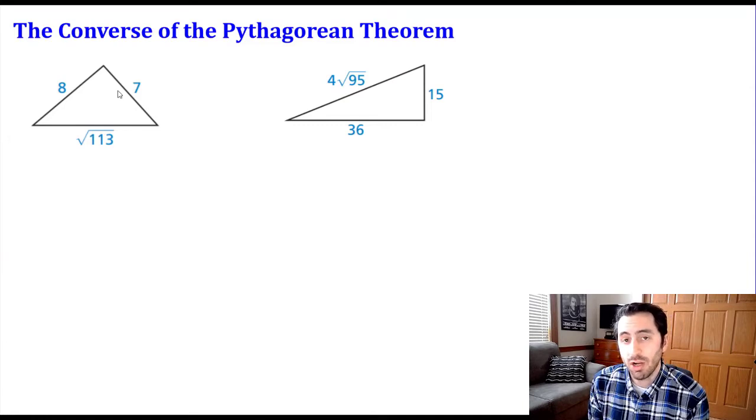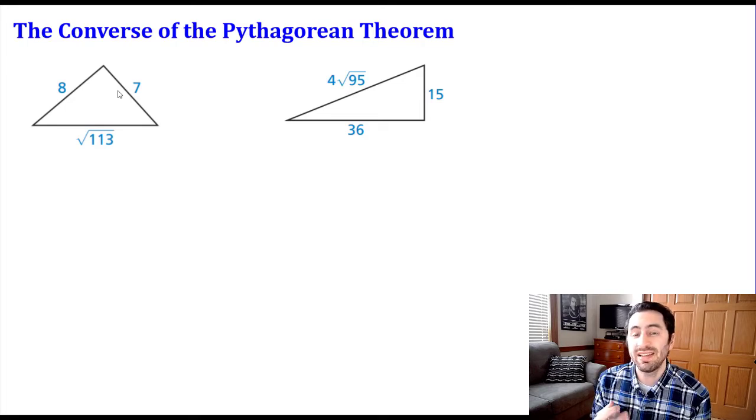Here I have a couple of triangles, and I want to test to see if these are right triangles or not. So what we're going to use is the converse of the Pythagorean theorem. We're going to take the three side lengths and plug them into the equation a squared plus b squared is c squared, and if I end up with a true statement, so if that equation works, then we know we have a right triangle. If it doesn't work, well then we don't have a right triangle.